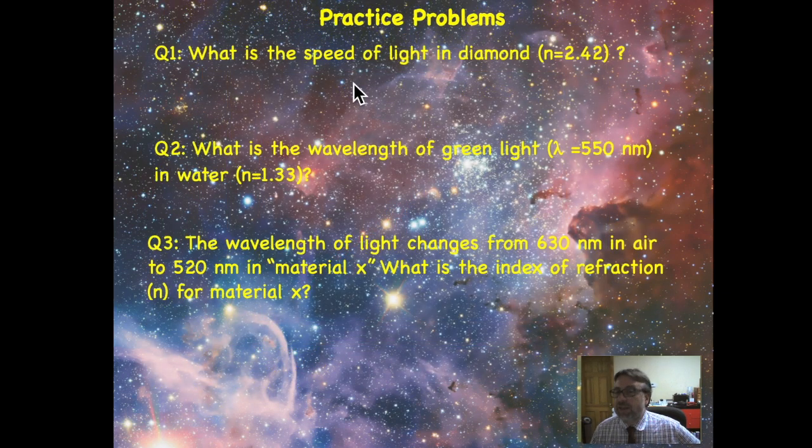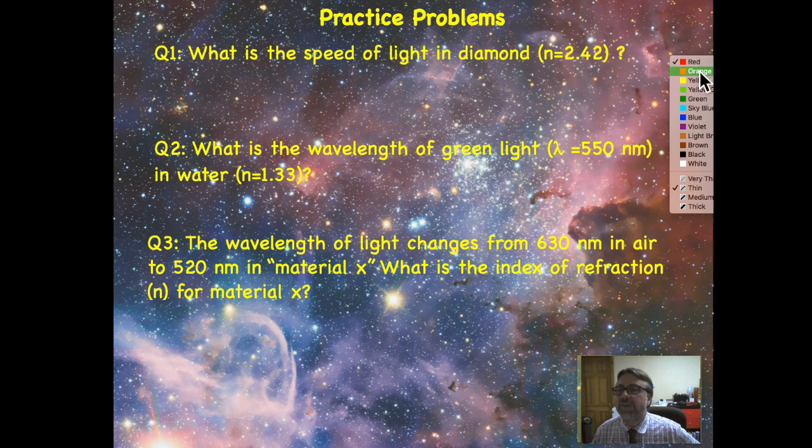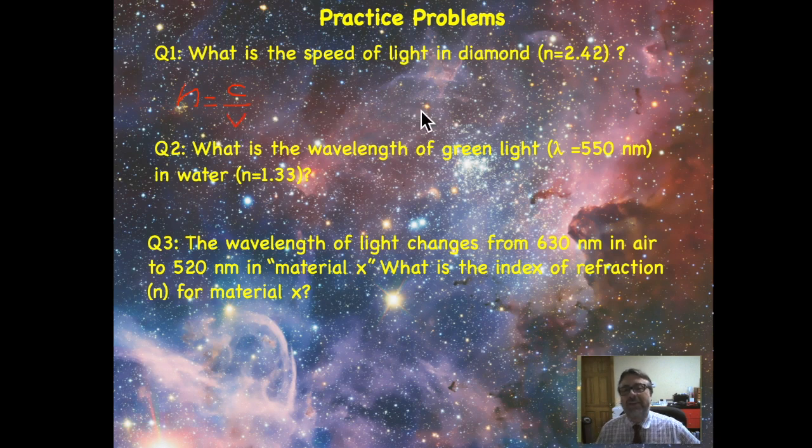What is the speed of light in diamond, where n is equal to 2.42? Let me change my pen color. That's something easier to see. I know that n is equal to the speed of light in vacuum divided by the speed of light v in the material.